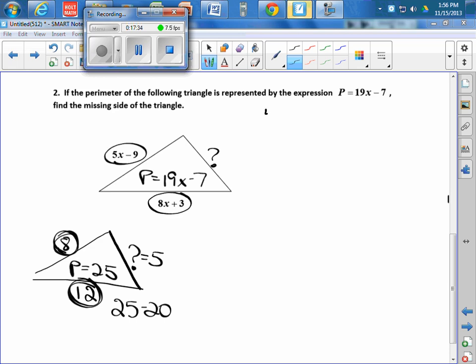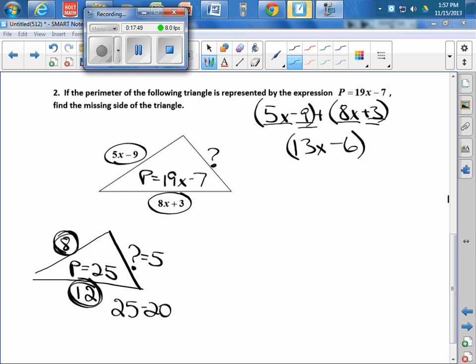What's 5x minus 9 plus 8x plus 3? Well, 5x plus 8x is 13x. Negative 9 plus 3 is negative 6. Let's put it in parentheses, because that's the sum of those two sides. What do you do now?